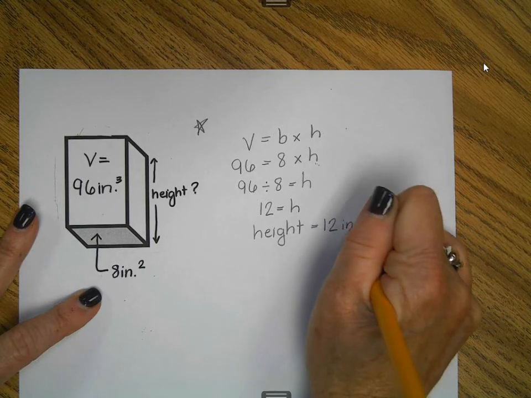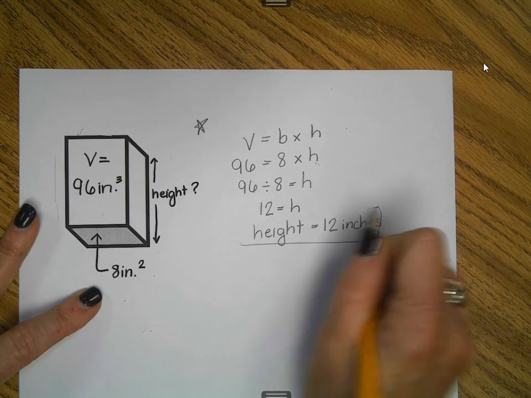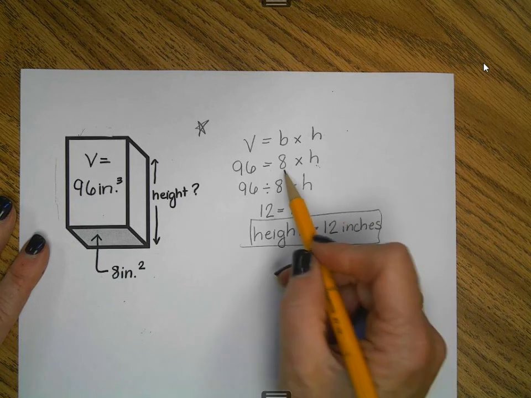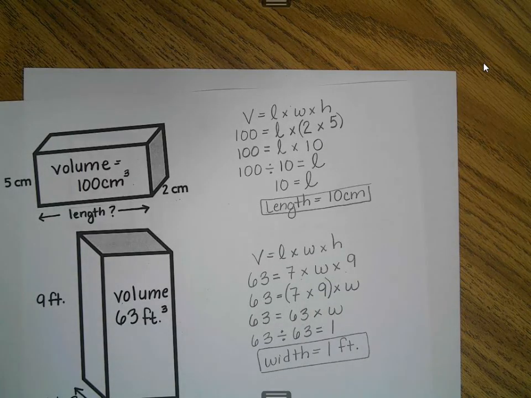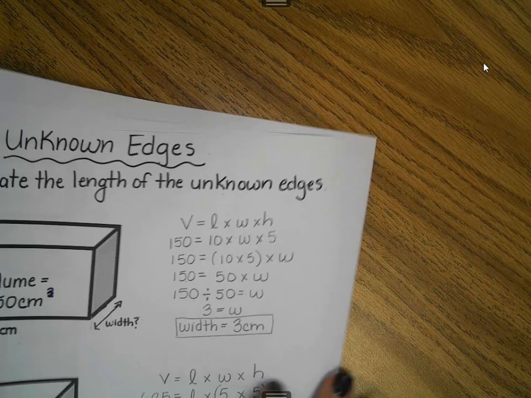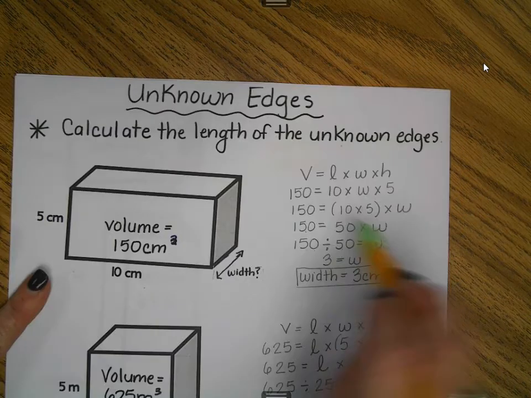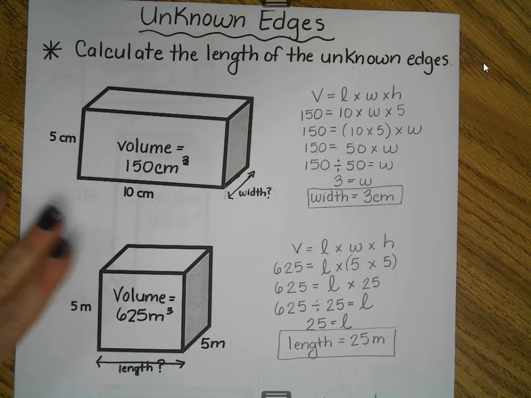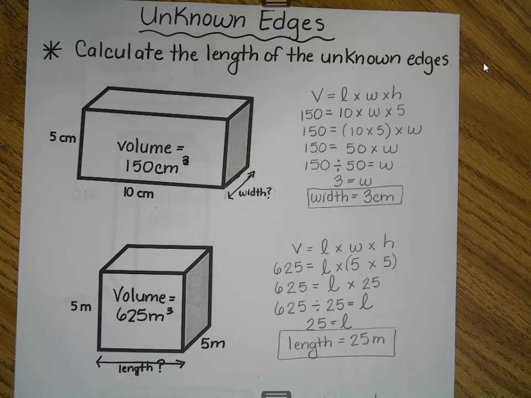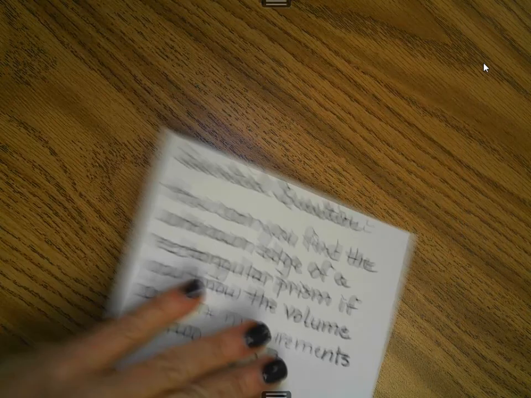And if you want to check it, then what we need to do is we need to multiply 8 times 12 and see if that gives us 96. And it does. All right, so when we don't know one of the side lengths, but we know the volume and we know the other 2 side lengths, or we know the base, we can find the missing edge. So your work should look like my work on notebook or graph paper, and it should be stapled on your unknown edges handout. So let's just review.